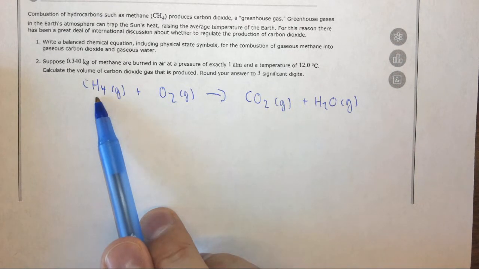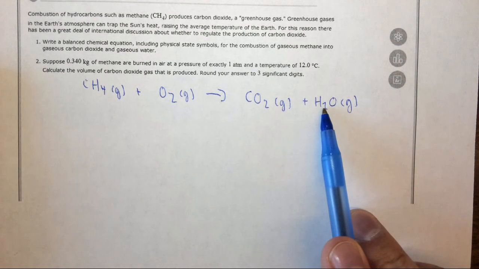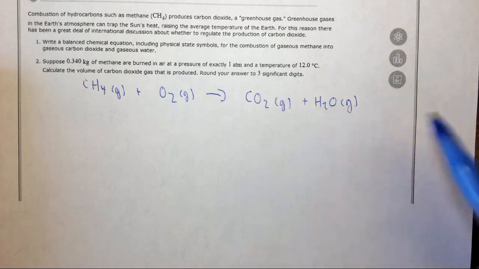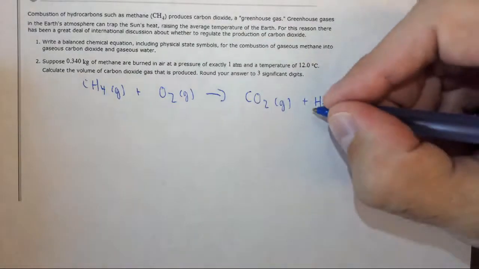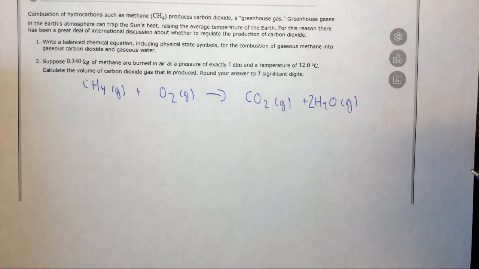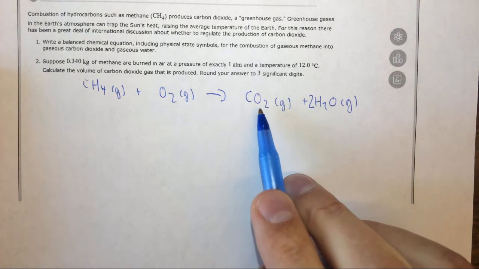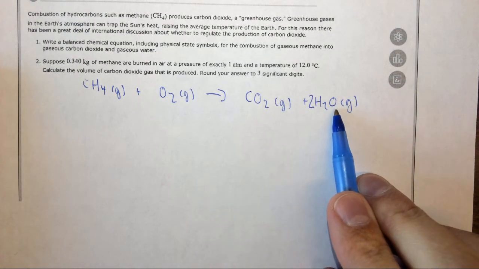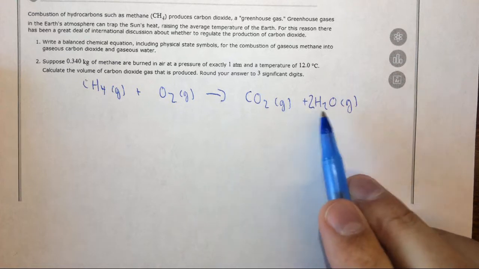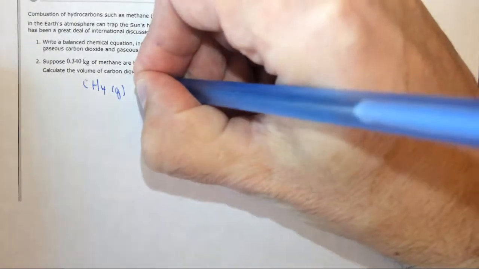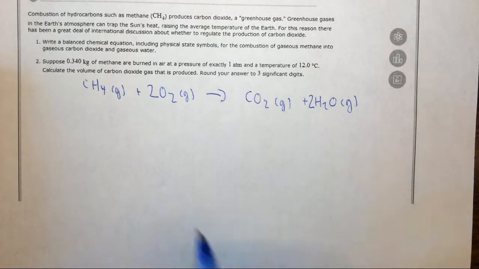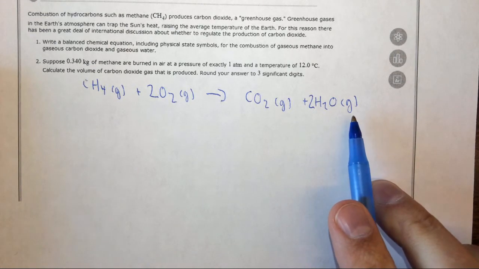So we have 4 hydrogens here, and we have H2O here. So if we have 4 hydrogens here, we need 2 water molecules. That gives us a total of 2 oxygens here, 2 oxygens here, for a total of 4 oxygens on our product side, which means we need 2 O2s. We now have a balanced chemical equation.